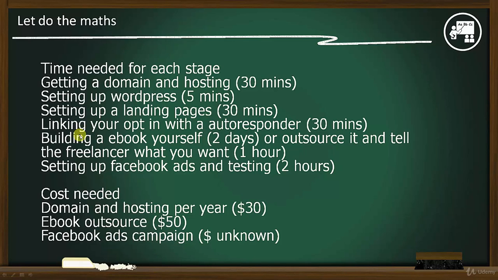And then you have to link your opt-in page with an autoresponder. Whether you are using GetResponse, Aweber, or MailChimp, it takes you anywhere from 30 minutes or more. And you have to build an ebook yourself. That may take you 2 days if you are fast enough. And remember, your ebook needs to have an attractive cover. If you do not know how to do an ebook cover, of course you can outsource this to Fiverr and it will cost you $5.